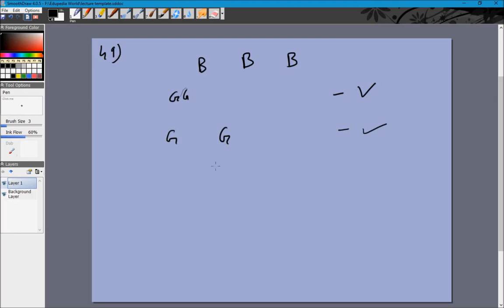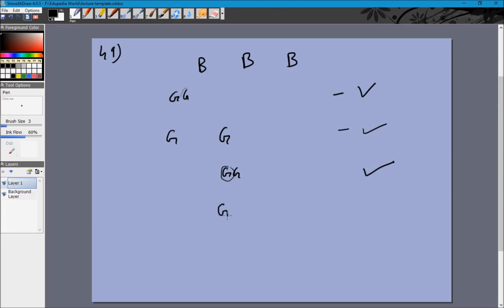Now, what if you were to put both the girls here? Then the girl in the front would have 2 boys in front of her and 0 girls, which is valid. The girl behind her would have 2 boys and 1 girl in front of her. And the condition says that the number of boys is at least 1 more than the number of girls. So this girl has 2 boys and 1 girl in front of her, which is valid. So this is also a valid arrangement.